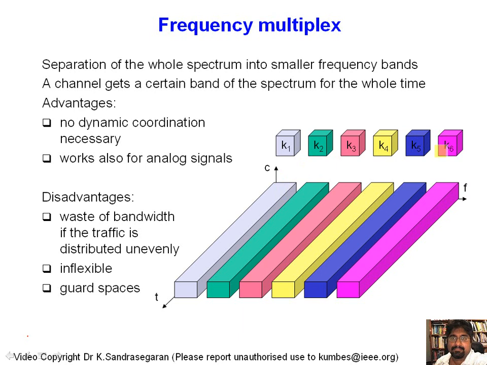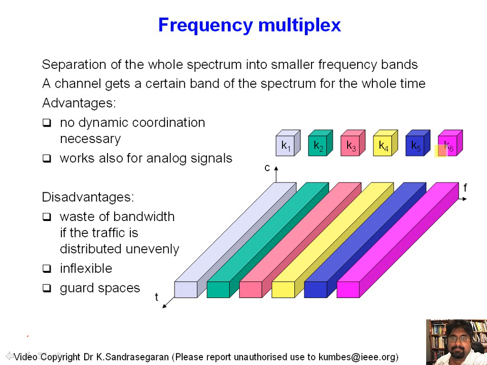Okay, so it does have some advantages and disadvantages. The advantage being that there is no need to have dynamic coordination because everything is allocated beforehand, and so everybody knows which particular frequency they're going to transmit on. So there's no need for dynamic coordination. And this has been the primary way of communication in the older analog mobile communication systems like AMPS and so forth.